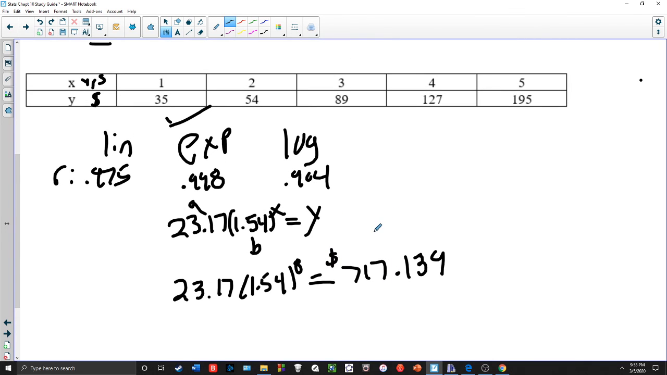Exponentials do tend to go pretty quickly, so you can kind of tell automatically that, hey, this is going pretty quickly, so it's probably going to be an exponential. Just an FYI there. But when you have that question, make sure you check all 3 types of regression.